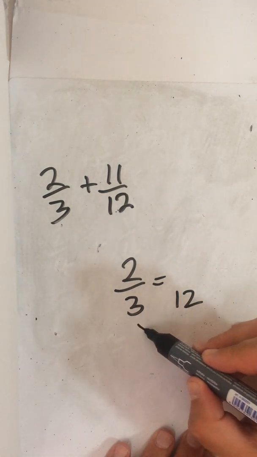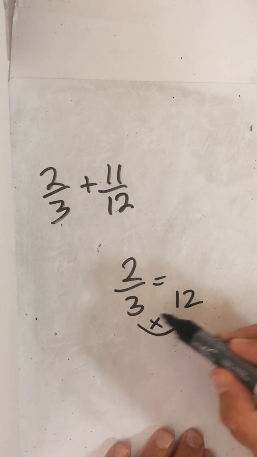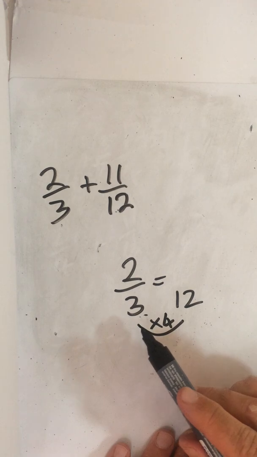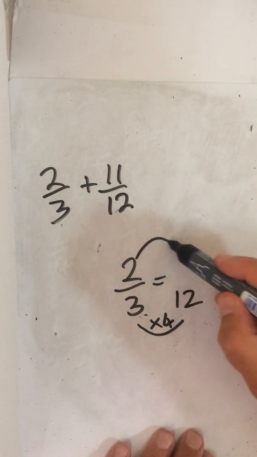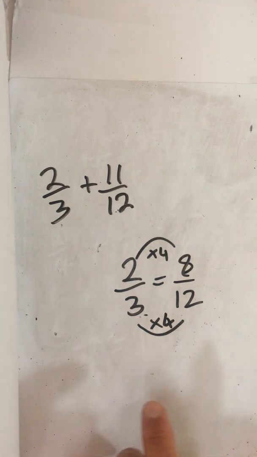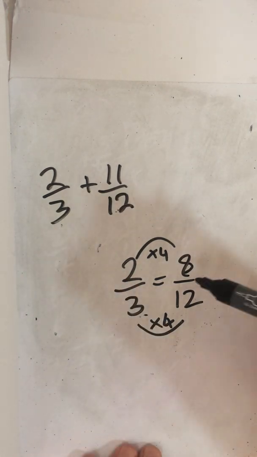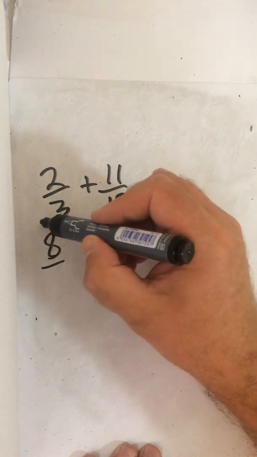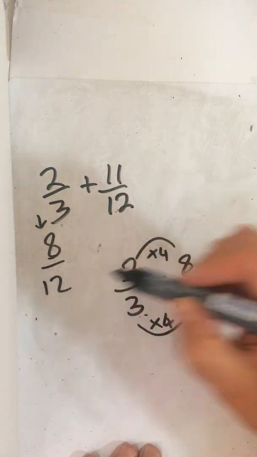How am I going to do that? How do I get from 3 to 12? Times it by 4, isn't it? 3 times 4 is 12. So I do the same on the other side, times it by 4, and that gives me 8. So that tells me 2/3 is the same as 8/12. So underneath, I just do my little arrow, 8/12.